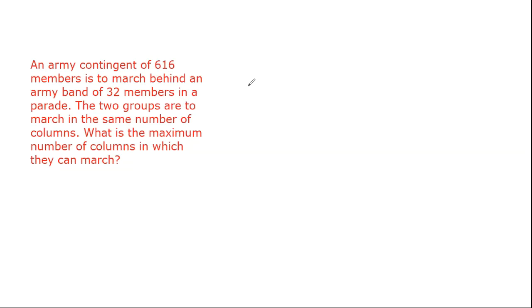Let's analyze the question. Here there is an army contingent of 616 members. 616 members of the army are there, so they have to arrange for a parade. They have to arrange like this, standing in rows and columns.